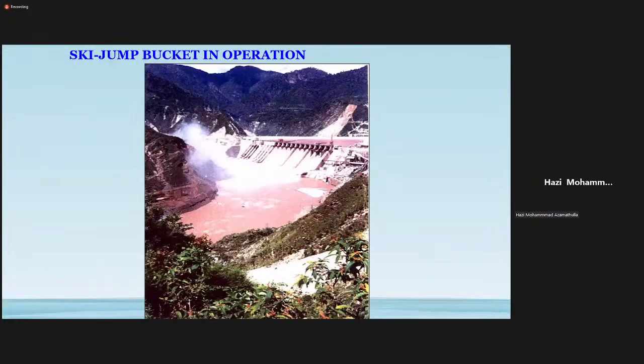So, ski jump operation during. See, all the water color also, everything changed. You can see what happened on the right hand side. Some power generation, this powerhouse, everything gone. Nothing there. Next slide, please.